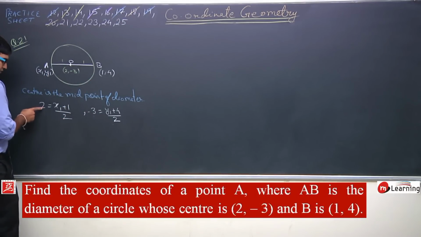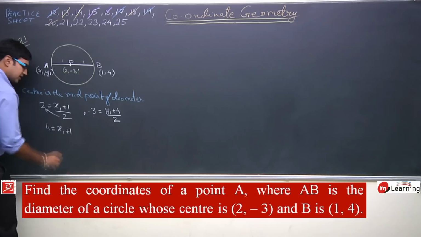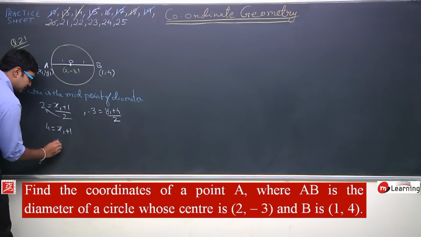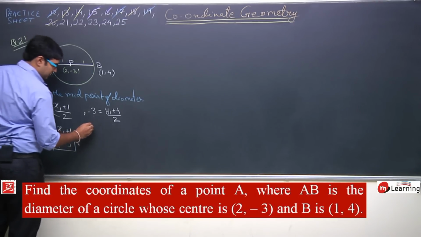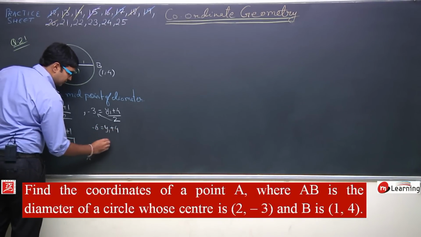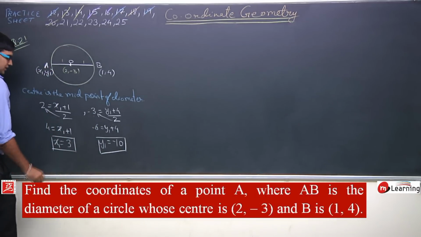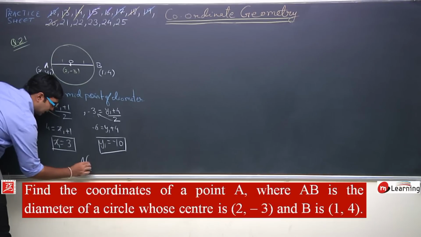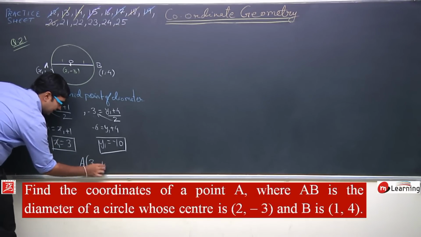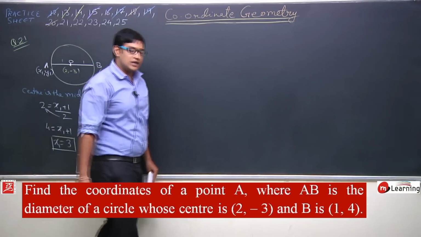Now solving this, 2 into 2 will give you 4 equals x1 plus 1. So the value of x1 is 3. Similarly here, 2 multiplied by -3 gives -6 equals y1 plus 4. So y1 is equal to -10. So in this way the coordinates of point A are (3, -10).